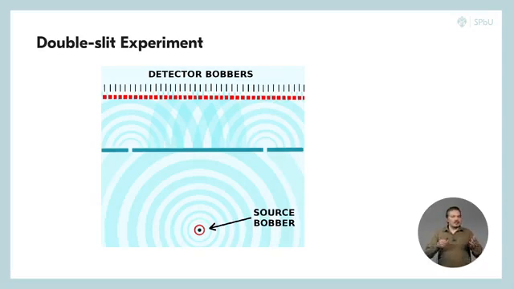We will make this source bobber oscillate with some frequency. It will produce waves of the same frequency, and these waves are going to reach the screen with the slits.